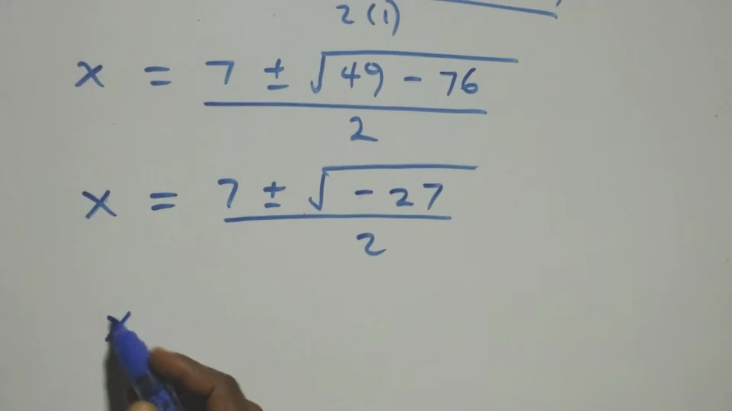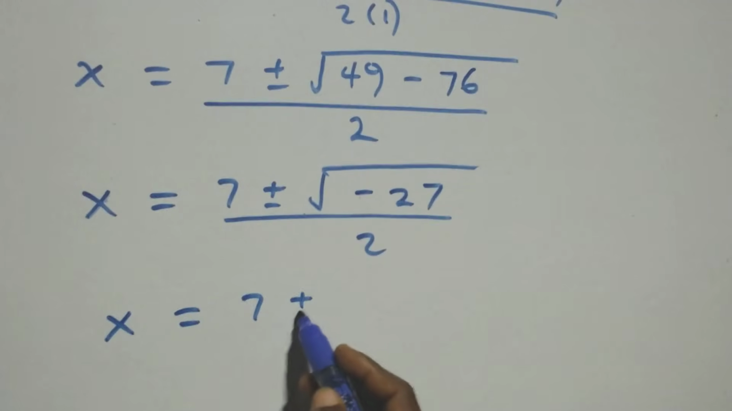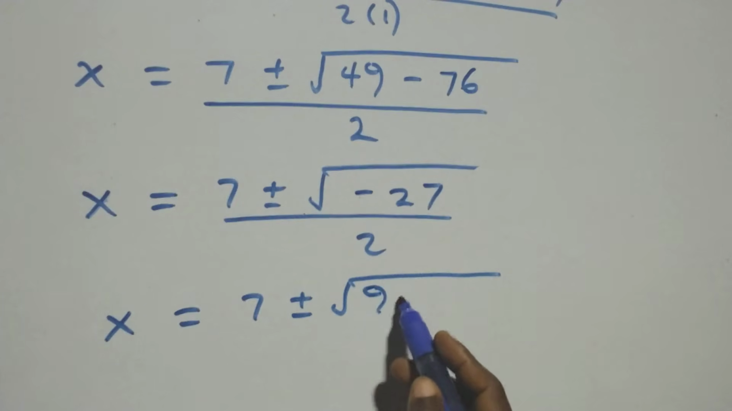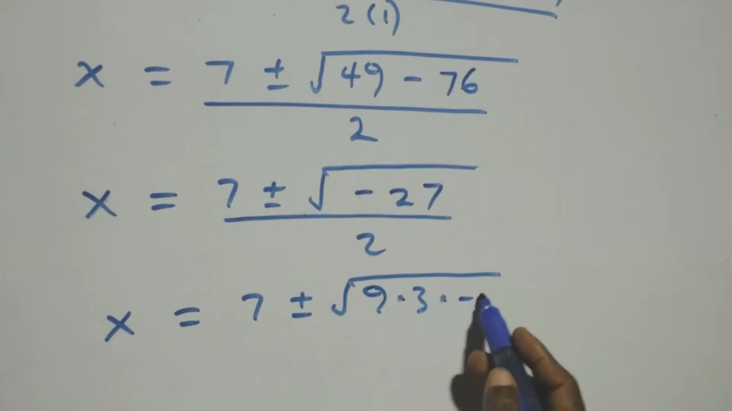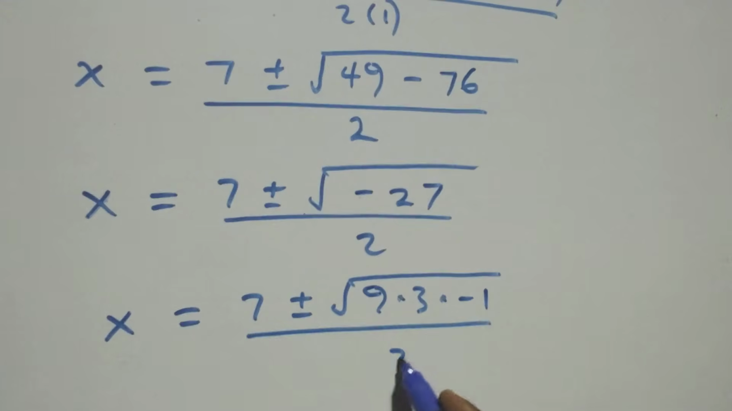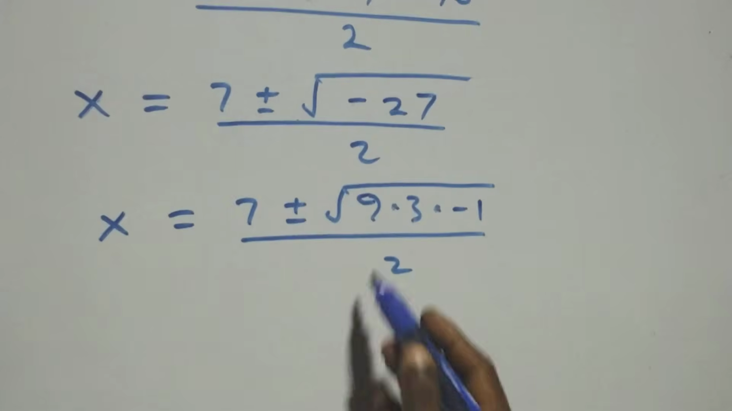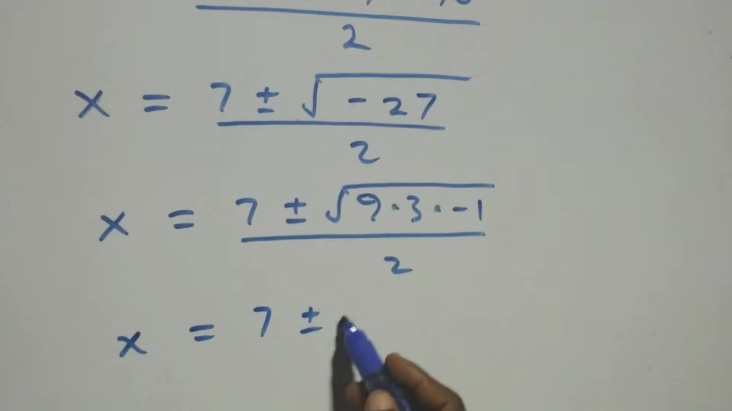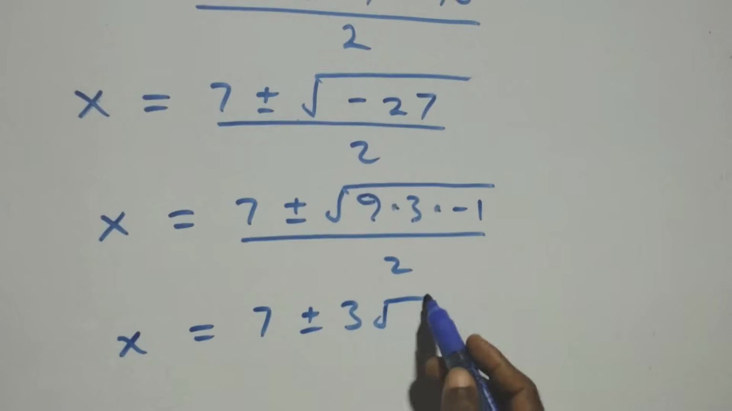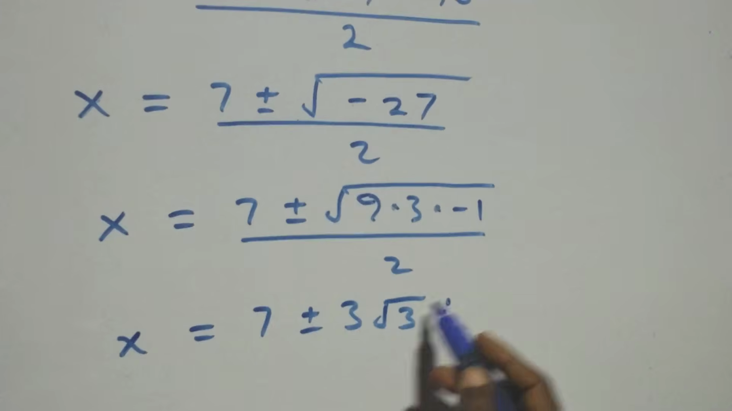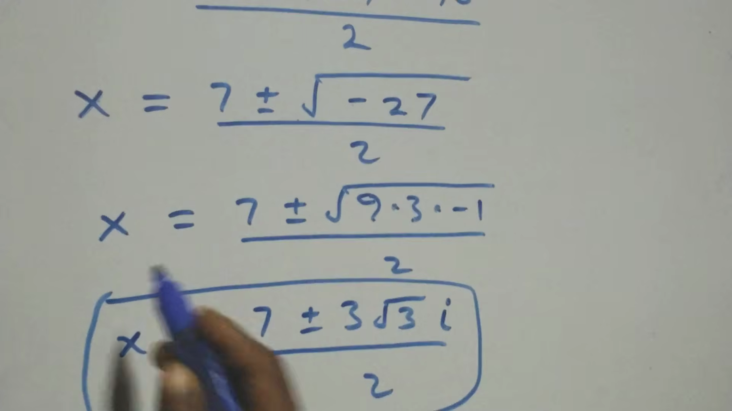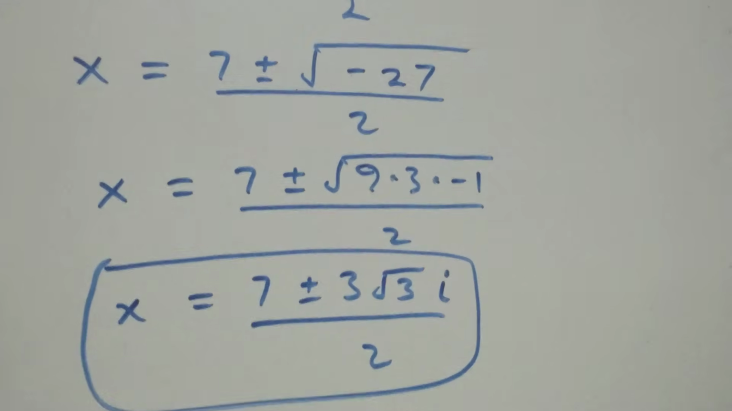Then here we have x equals 7 plus or minus square root of minus 27, which can be written as 9 times 3 times minus 1, all over 2. When we break this down, root 9, that's 3. We take it down. We have x equals 7 plus or minus 3, we have root 3 left, then root minus 1, that's i, then over 2. So here we have two complex solutions.